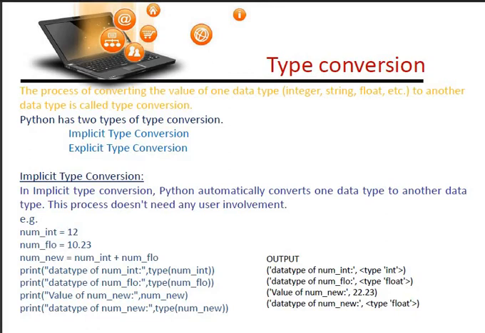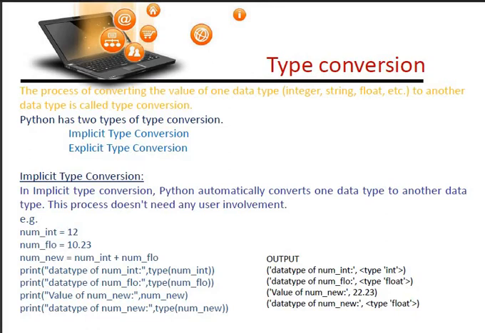Now, today's topic is type conversion. Students, type conversion is very much required in programming because in certain situations we have to convert one data type into another data type. So, if somebody asks what is a type conversion, it is just converting one data type into another data type. Now, in Python, there are two types of type conversion.